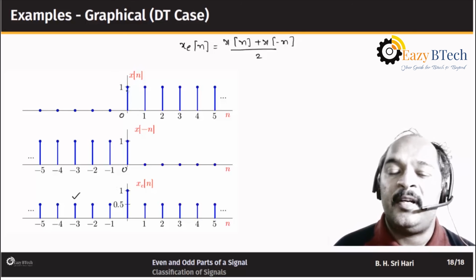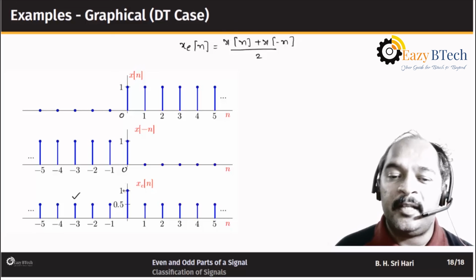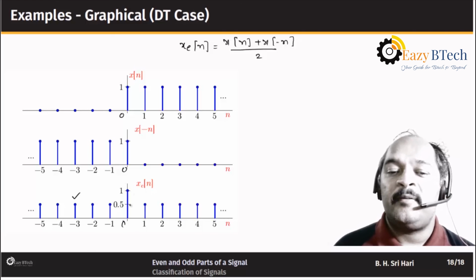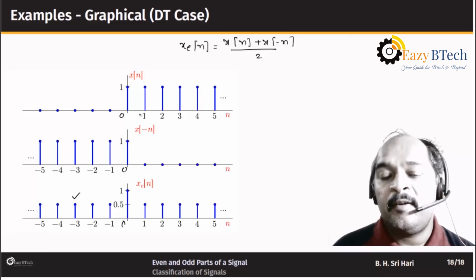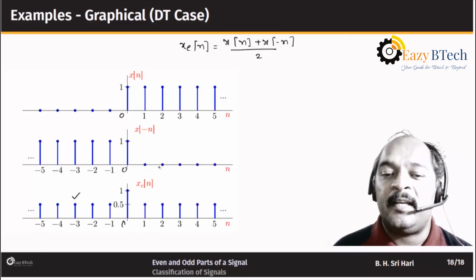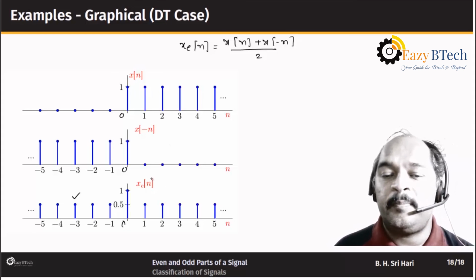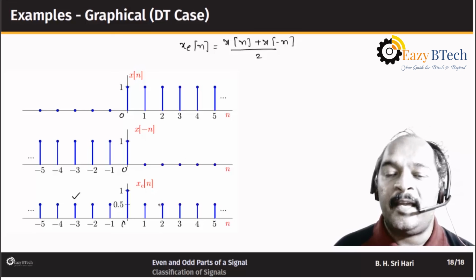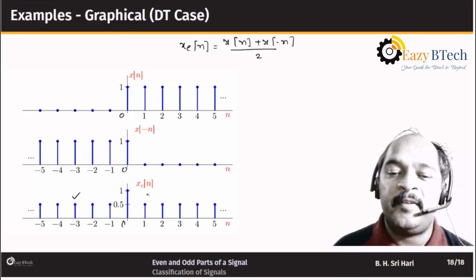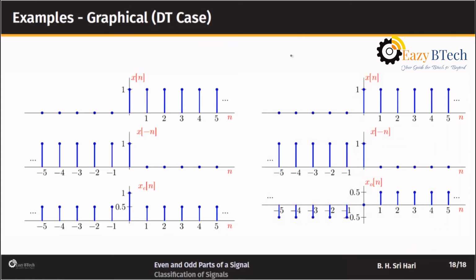And again, be careful at 0. At 0, this value is 1, and at 0 this value is again 1. So you get 1 plus 1, and you divide by 2, and hence you get 1 at 0. 2 by 2 is 1. For n greater than 0, x of n is 1, and x of minus n is 0. If you add, you get all ones plus zeros, which is 1, and divided by 2 gives you half. In that way you get xe of n to be this signal. So it is an even signal.